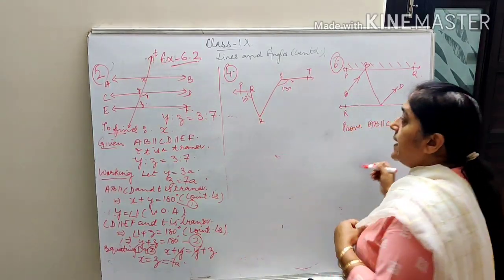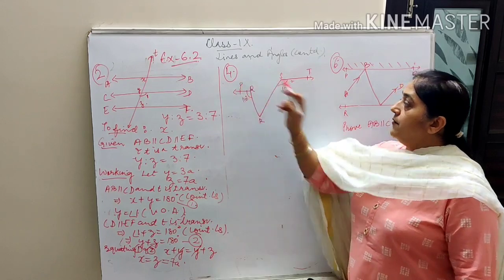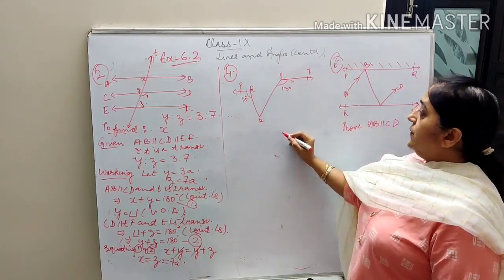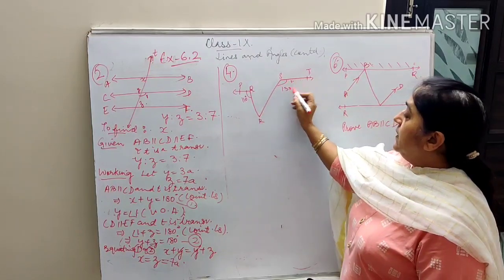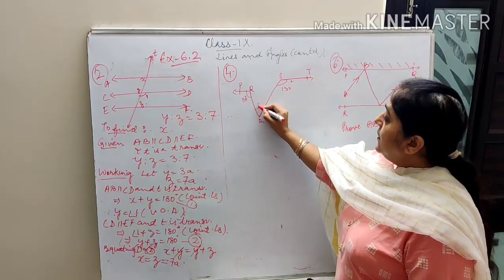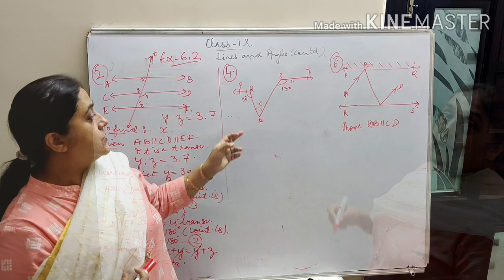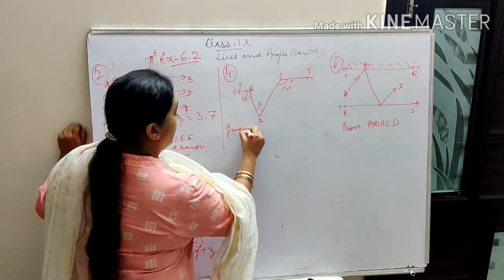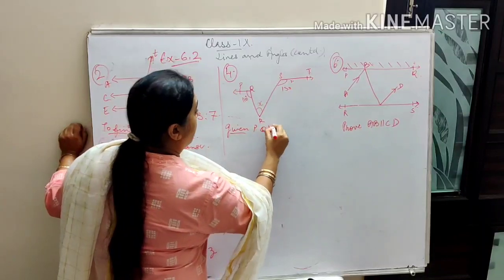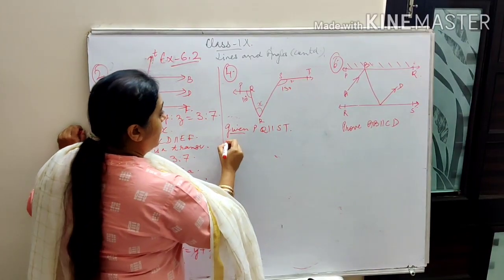Next question which I am taking, that is question number 4, in which we have already been given that PQ is parallel to ST and you have to find out this X. So how will you write? You will write again, given PQ parallel ST.